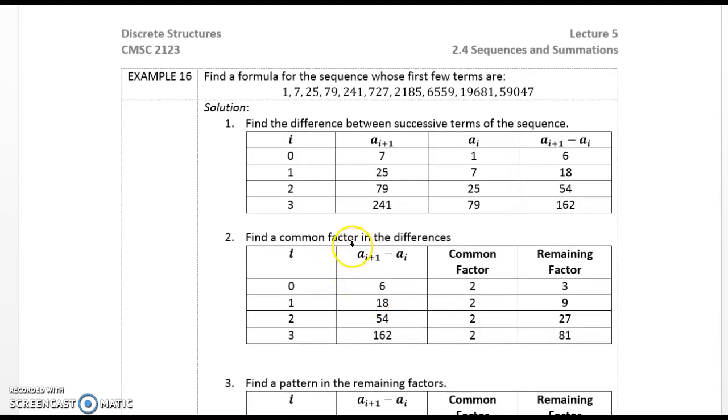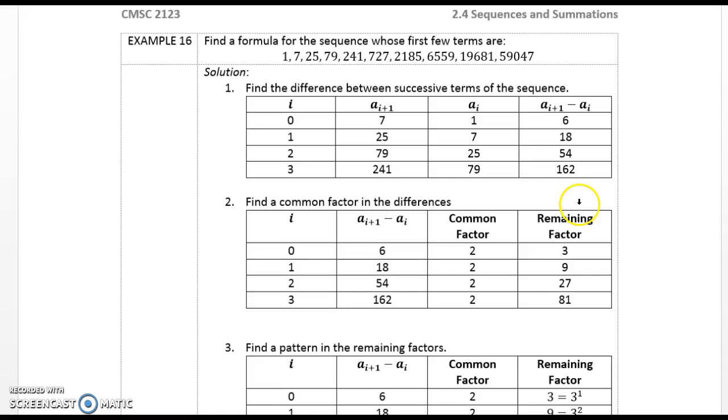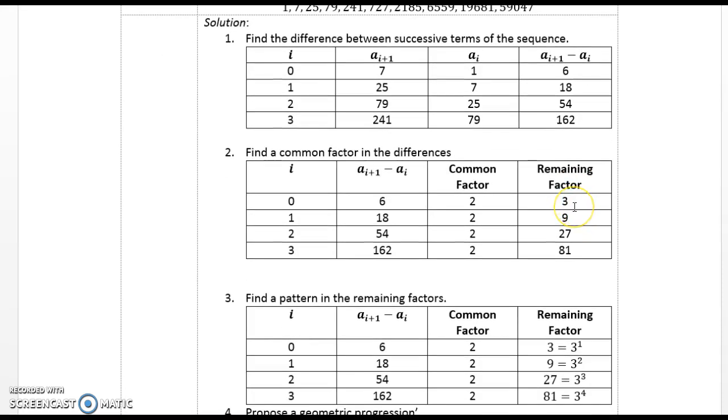Example 16. Find a formula for the sequence whose first few terms are 1, 7, 25, 79, 241, 727, and 59047. As before, find the difference between successive terms. So we find the difference is 6, 18, 54, 162, and so we find common factors and the remaining factor.